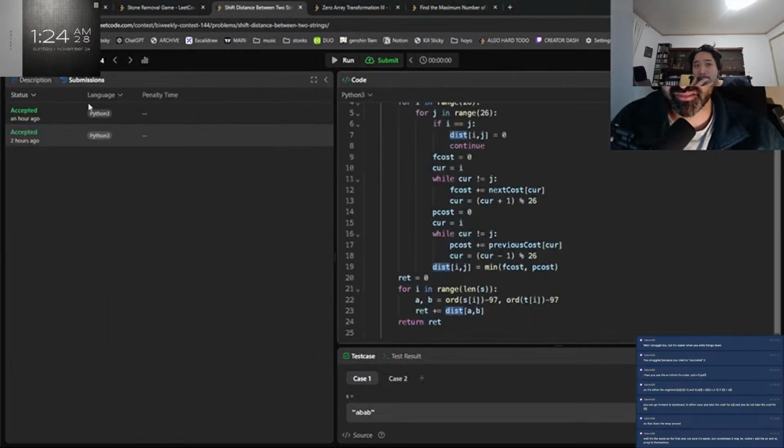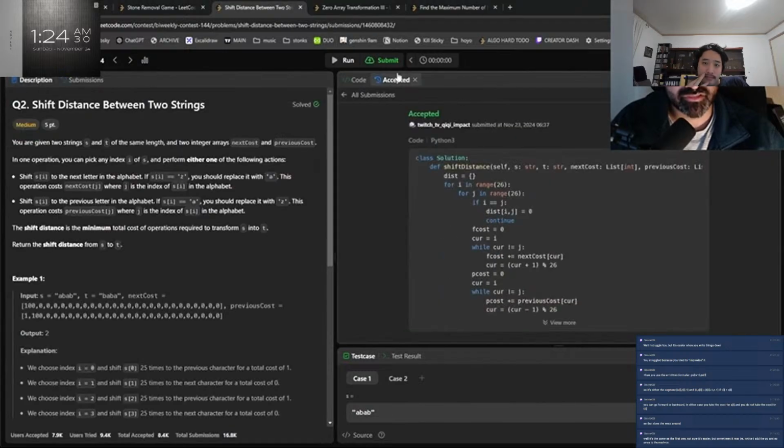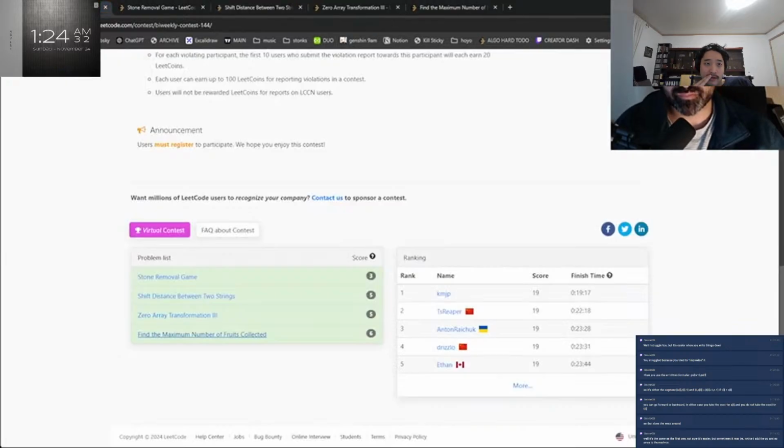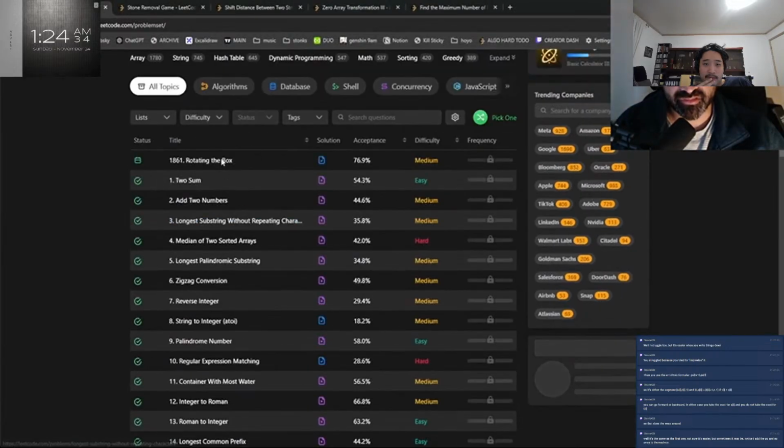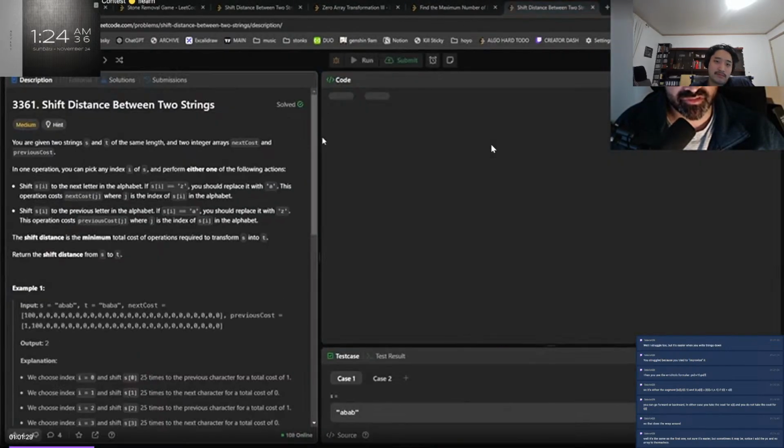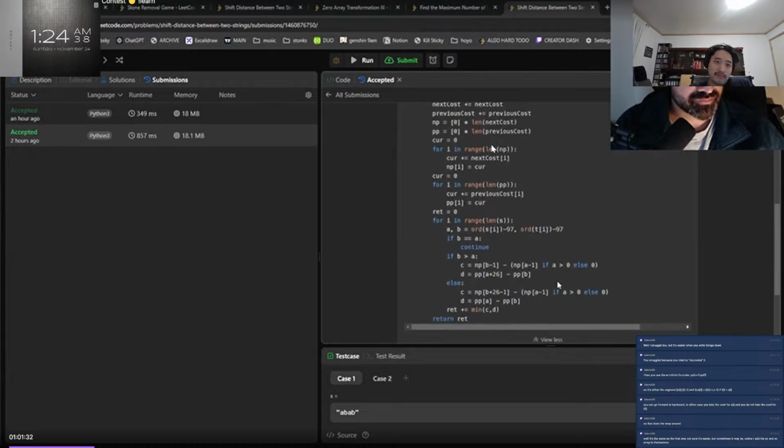It's not showing it to me. Do I have to go to a different... Do I have to go to the problem set and then... Hold on, shift distance. That runs in half the time. Plus equal next of previous of plus equals... It's O(1), it's slightly 6 to 8.